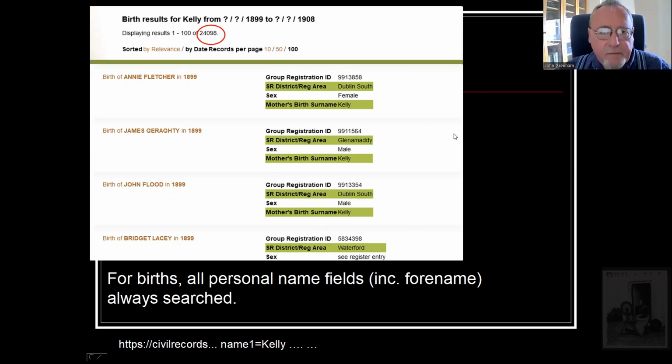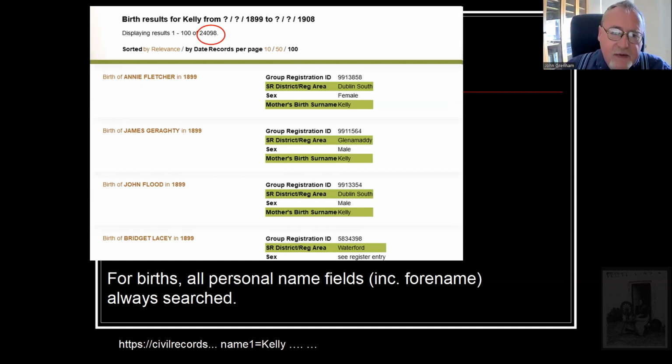We searched for Kelly births. What are these things doing here? And if you look here, it's the mother's name. Maiden name is Kelly. So what happens for births in the more search options area, the advanced search options, is that all personal names are searched. So the mother's maiden name, the forename, the child's forename, the father's forename, they're all searched. So it's a real bucket shop search.